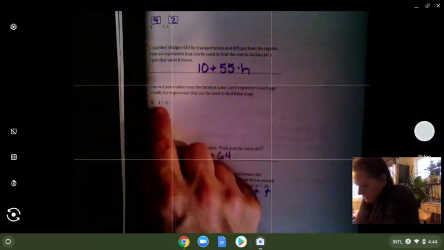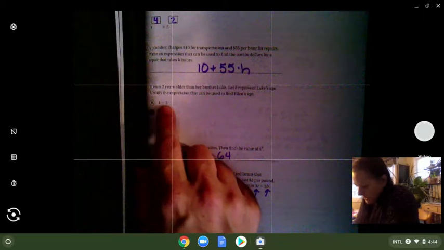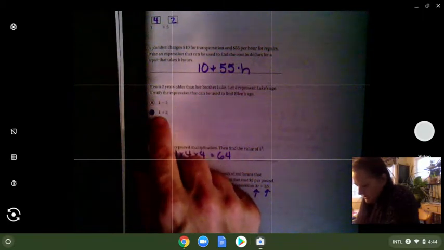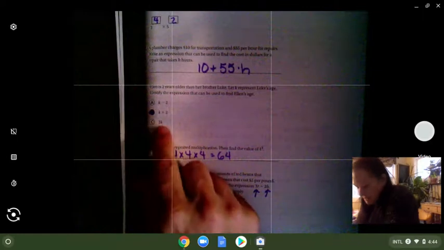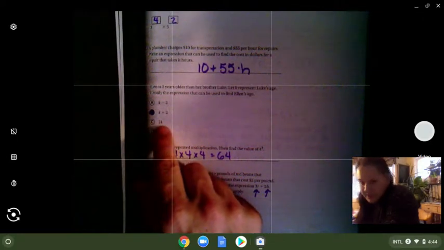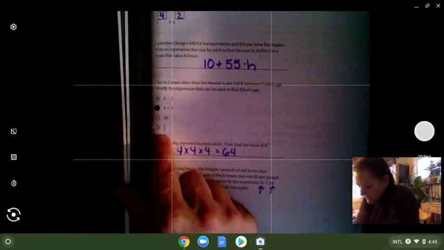All right, it says Ellen is 2 years older than her brother Luke. Let K represent Luke's age. Identify the expression that can be used to find Ellen's age. So this would be Ellen is 2 years older. So if we have Luke's age minus 2, that doesn't work. Luke's age plus 2, that would work. 2 times Luke's age probably will not work. And then Luke's age divided by 2 would not work either.